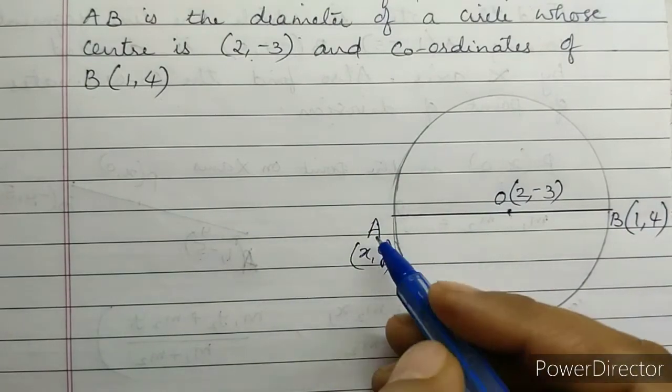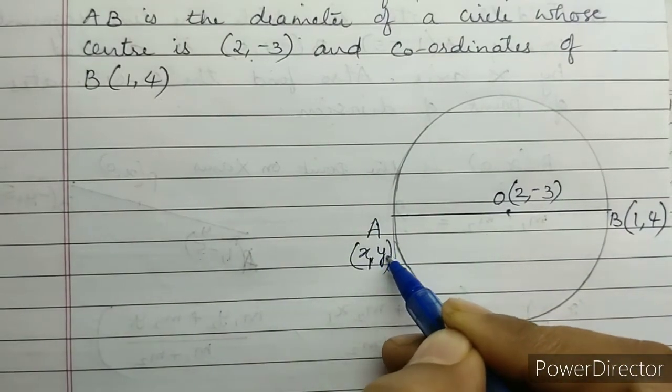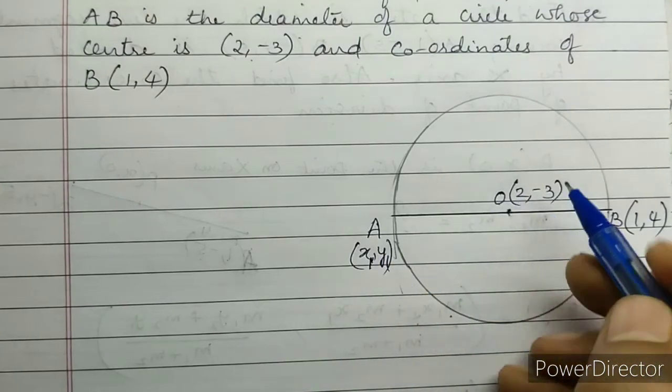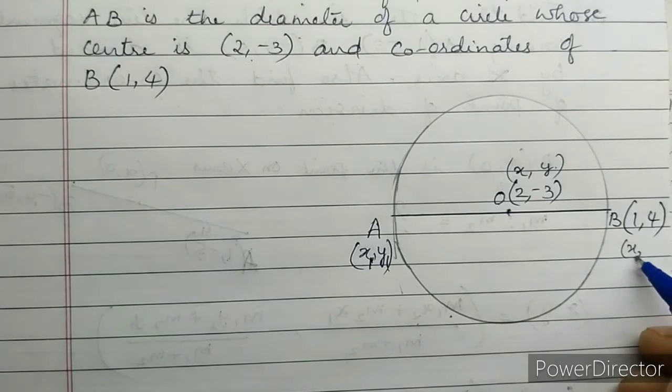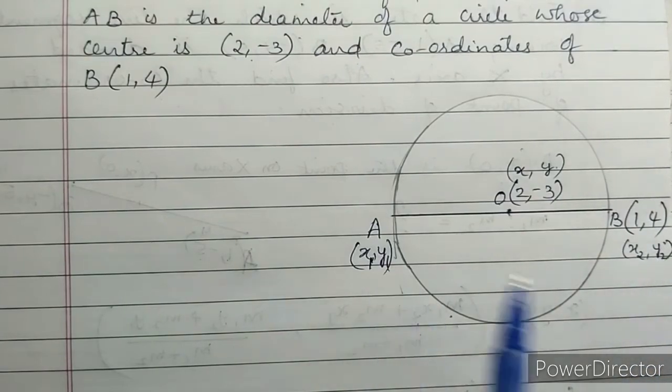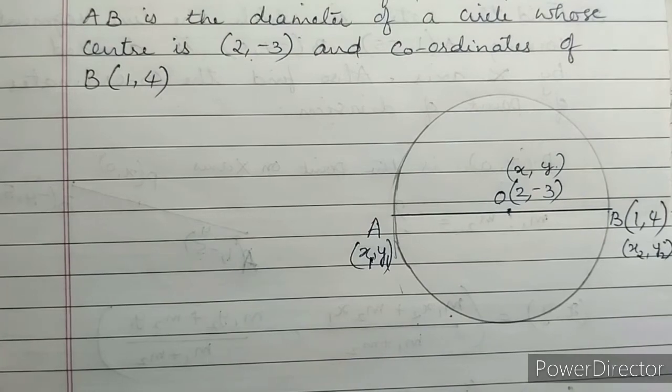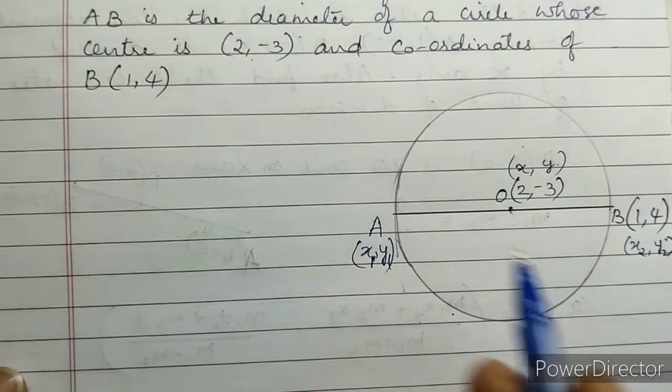So you can put it as x1, y1 only. This is usually marked as xy, and this is x2, y2. Like that only you have to take it. Don't change that: x1, y1, x2, y2 and all. So what is given you can write here.